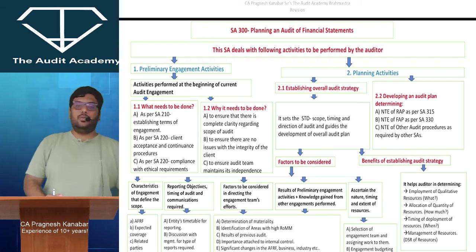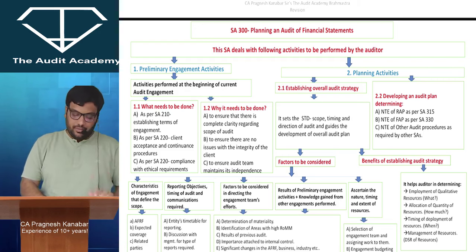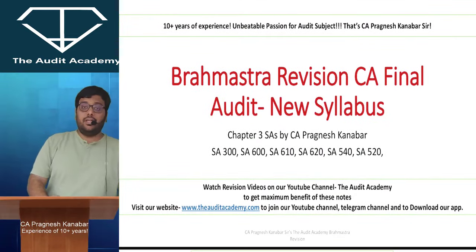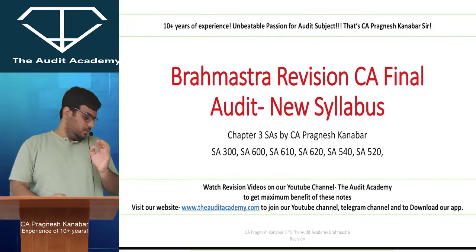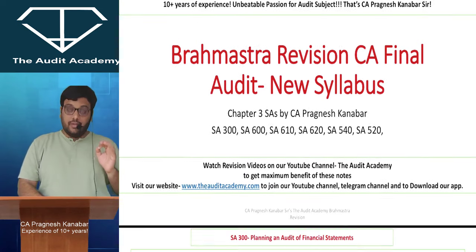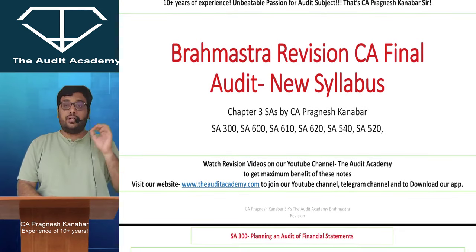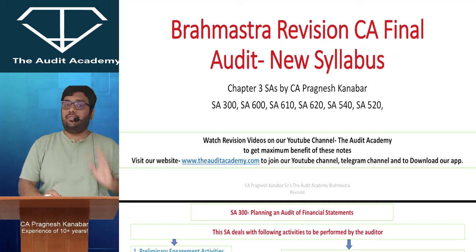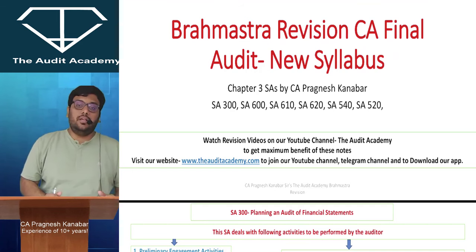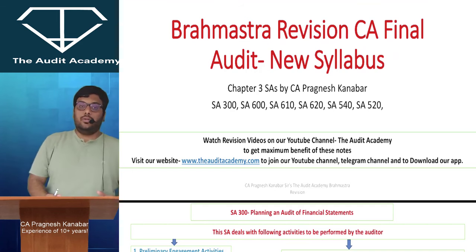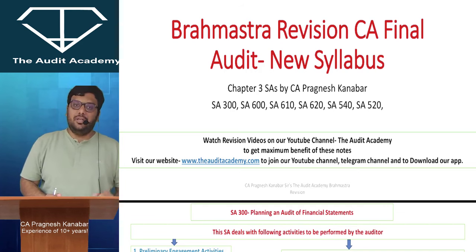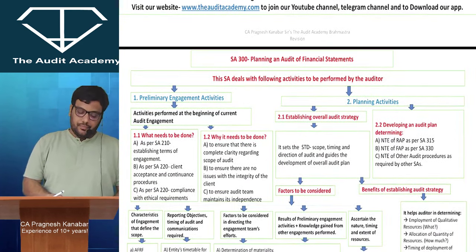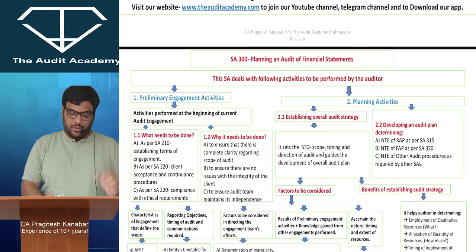Hello CA Final students, this is the next revision video for CA Final Audit covering the essays in chapter number 3. Chapter 3 of the module covers SA 300, 600, 610, 620, 540 and 520. As the exams are nearing, I am going to cover it in the least possible time. I'll also give you a briefing about what kind of questions can be asked.